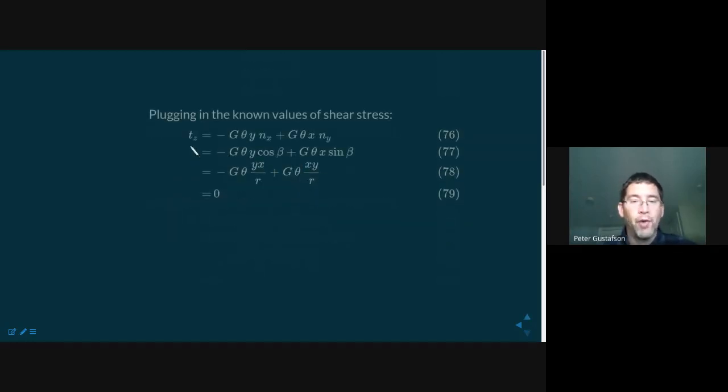And so we can now write tau z is equal to this total equation here, which is minus G theta y nx plus G theta x ny, which works out to be minus G theta y cosine beta plus G theta x sine of beta, which just ends up being equal to minus G theta y x over r plus G theta x y over r, and you add those two terms together and you get zero. So what do we know? We know the traction component in the z direction is zero.